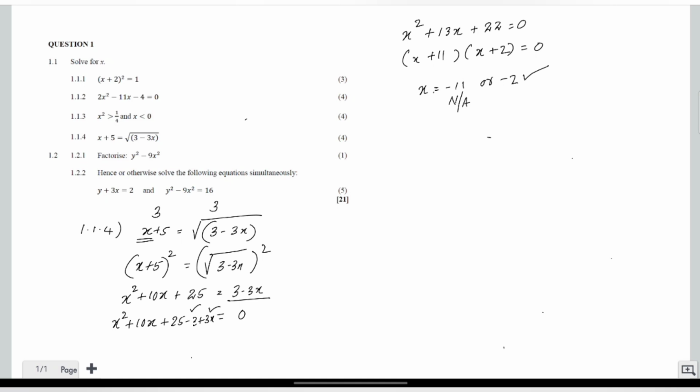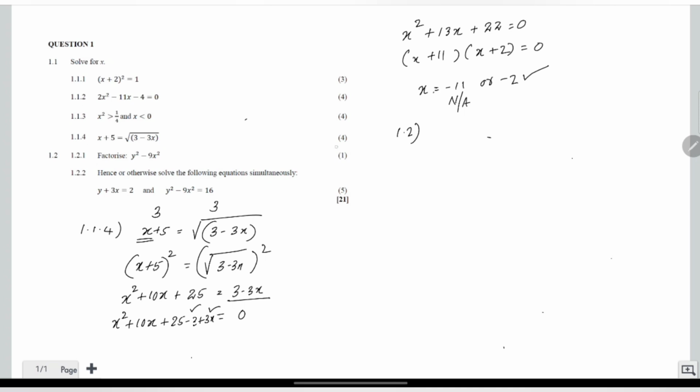So that also, because of the selection of the correct answer, 1 mark is for that one. Okay, otherwise you won't get the 4 marks completely. Is it clear now? Now we can move to question number 1.2. Okay, let me do that one also.